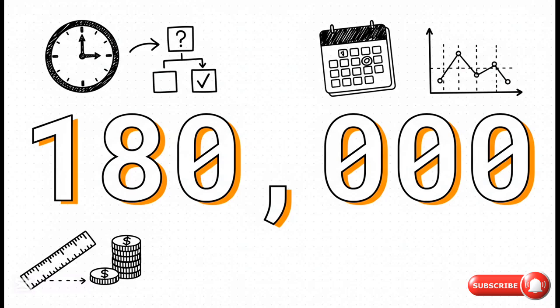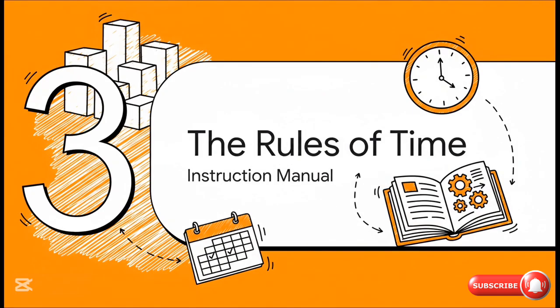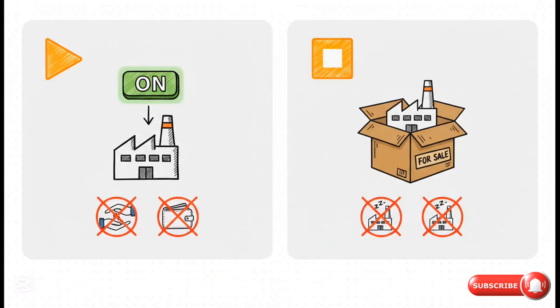Knowing what to calculate is only half the battle. The other half is knowing when. And that brings us to the instruction manual for our builder's kit, the rules of time. This part tells us exactly when we need to start and stop that depreciation clock. Now, this is absolutely crucial.